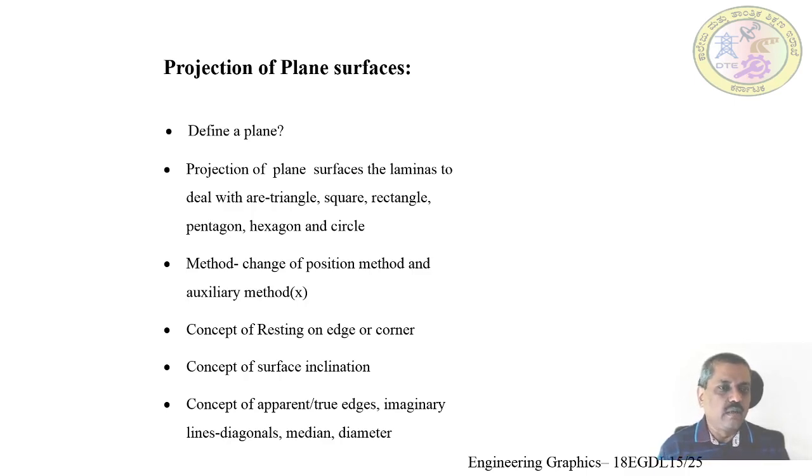Let us see how to consider these planes with respect to the horizontal plane and the vertical plane. We keep this with respect to both HP and VP. There are two important aspects. One is the surface inclination. It can be inclined to either HP or VP. These things are very, very important. To what plane it is inclined, that's the fundamental consideration which you have to make.